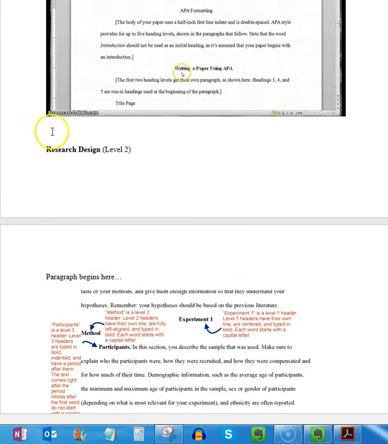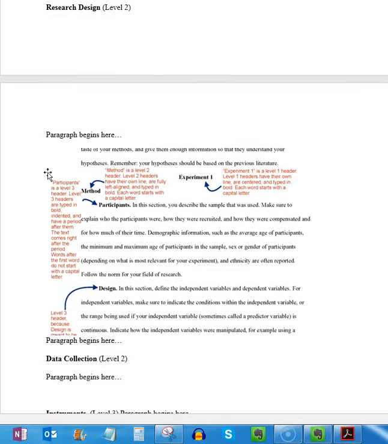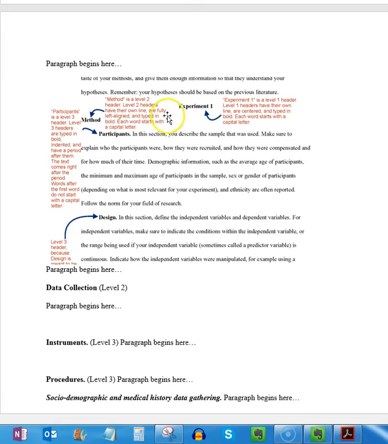So this is an example of a level 2 heading. And you'll notice that each of the words starts with a capital letter and then has consecutive lowercase letters. And it is bold and it is left justified. And so here's an example of how this goes. You'll see in this paper that the writing in red here is notes about what's happening. But the level 1 heading is Experiment 1. That's a level 1 heading.